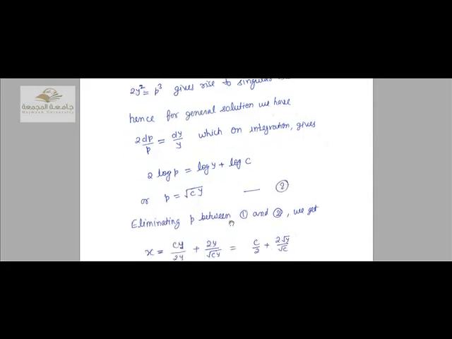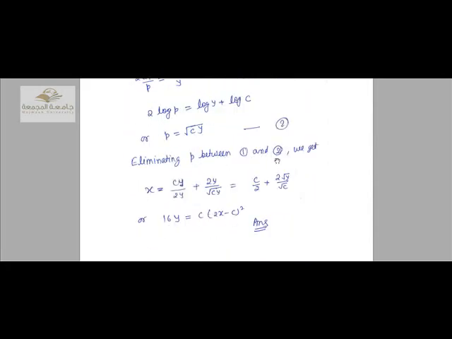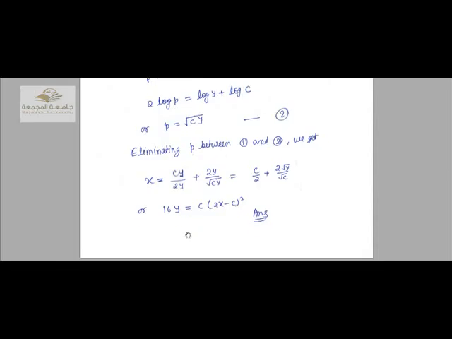Equation number 2. Eliminating p between 1 and 2, we get x = cy/(2y) + 2y/√(cy) = c/2 + 2√y/√c, or 16y = c(2x − c)², which is the required solution of the given differential equation.